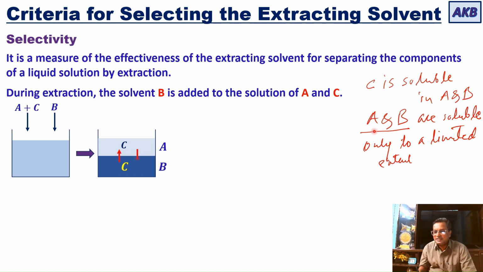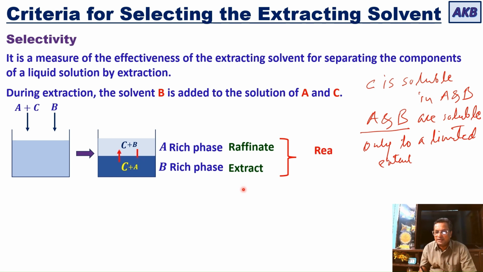But since A and B are soluble to a limited extent, the A layer will also contain a little amount of B. So in that case, we call it the A rich layer. In the same way, the B layer will contain a little amount of A in it, in which case we call the layer the B rich layer. So the A rich layer is the raffinate layer, and the B rich layer is the extract layer.